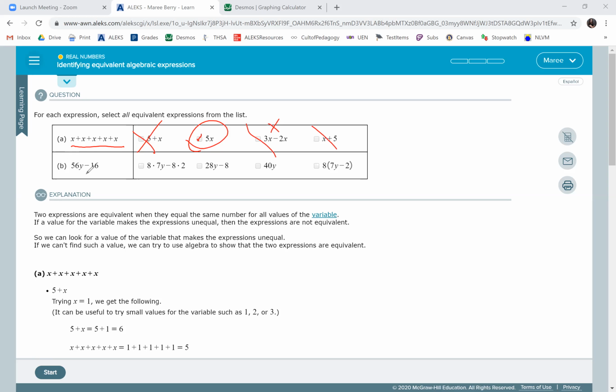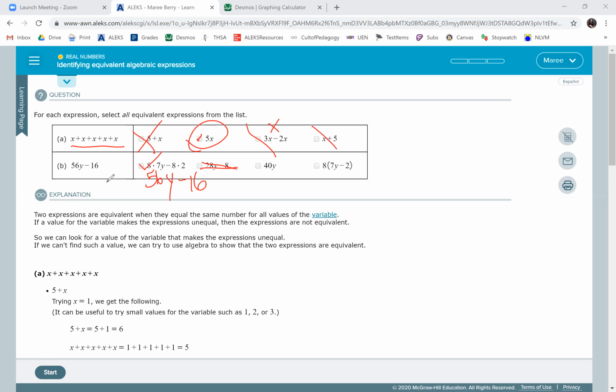On this one, 56y minus 16, we're going to have to kind of simplify to see if it means the same thing. 8 times 7 is 56, so that's 56y minus 8 times 2 is 16. So yeah, this one works. 28y minus 8 doesn't work because that's not the same thing as 56y minus 16. It's basically half of that, so it's not correct.